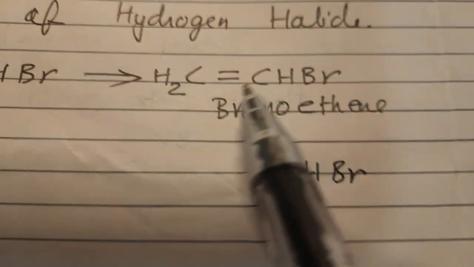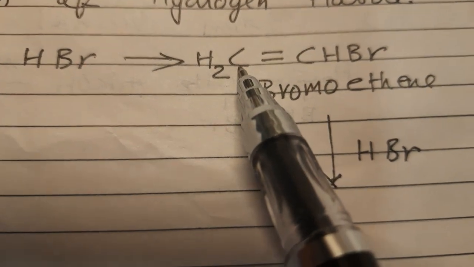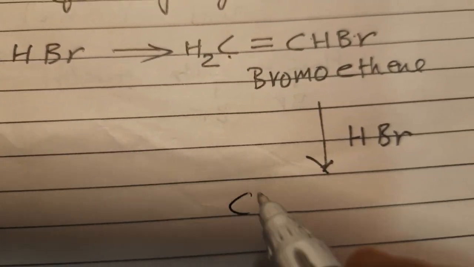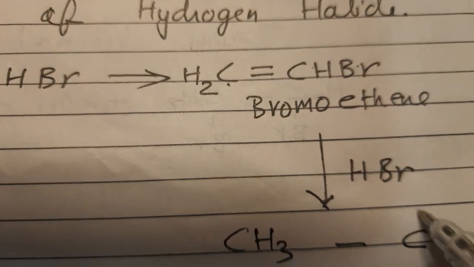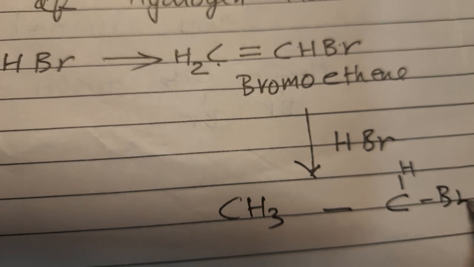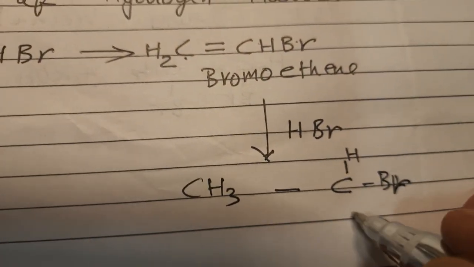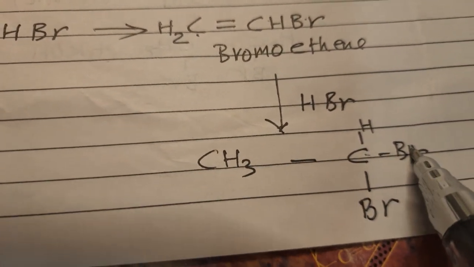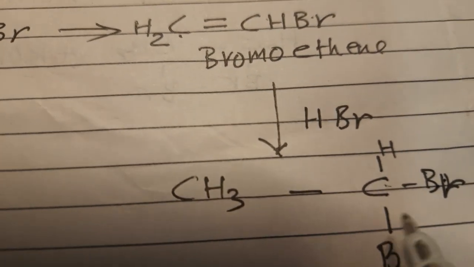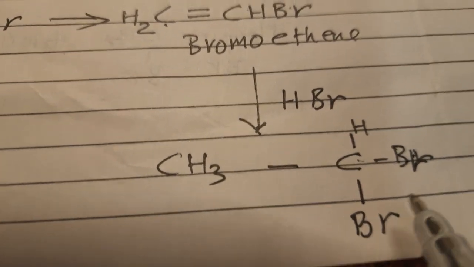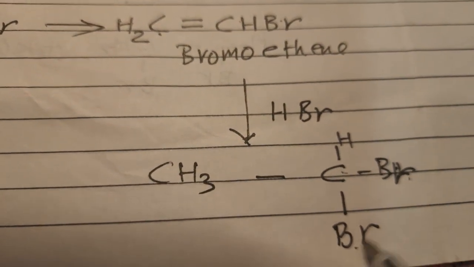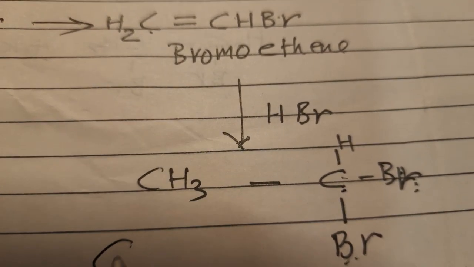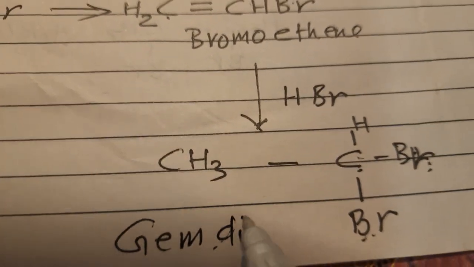again here H will be added this side, and one more Br will attach to the Br side. So it will form CH3 CHBr, and one more Br is already there. So the name of the compound is 1,1-dibromoethane. So such compounds in which both the halogen atoms, the same halogen atoms, are on a single carbon atom are known as geminal type of halide or gem dihalide.